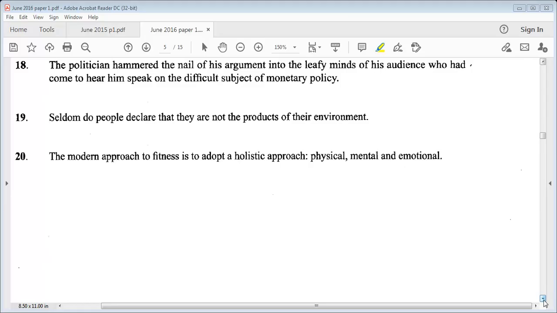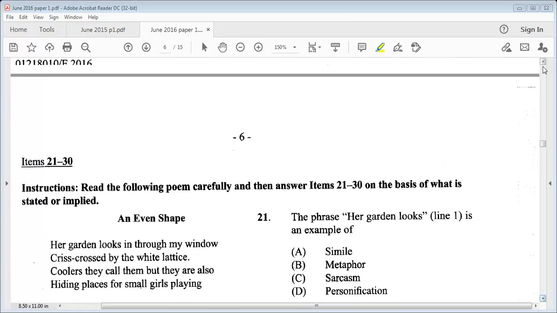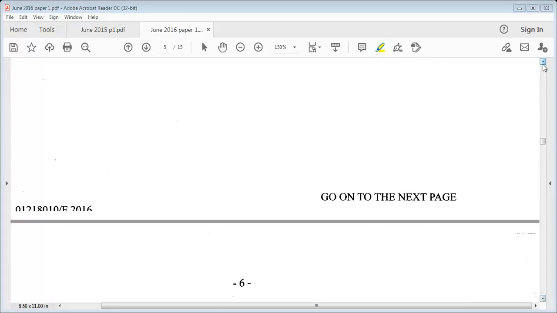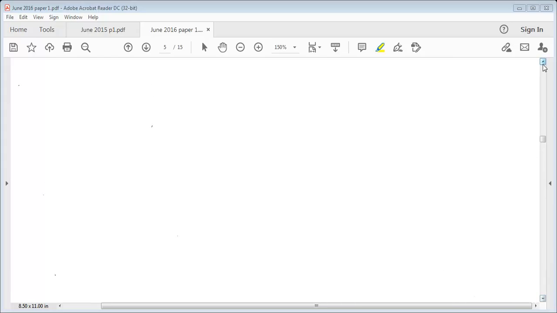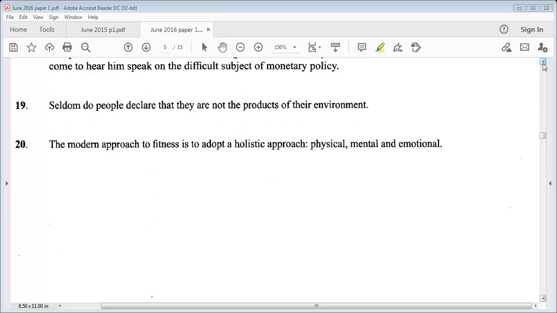So let's go on to 21. So we're going to leave this section in for part 2. So we have just completed part 1 of this CSEC English A, May, June 2016, paper 1.